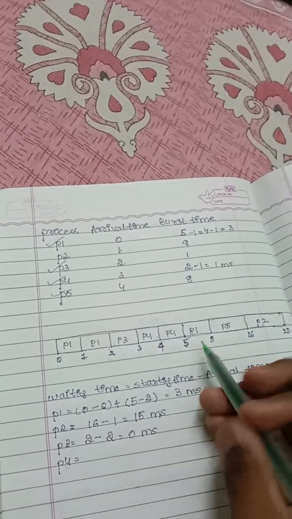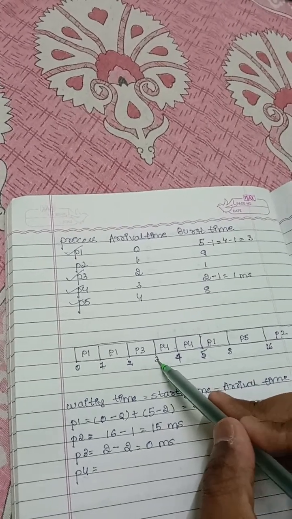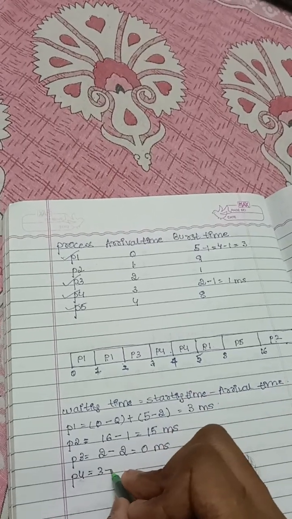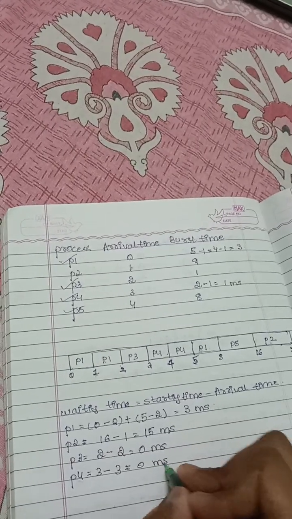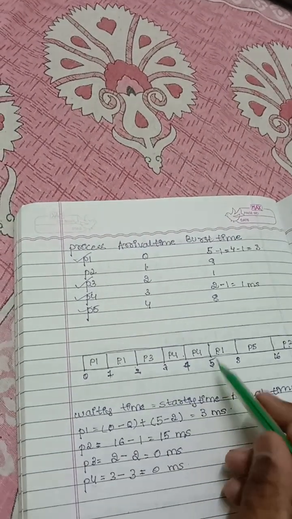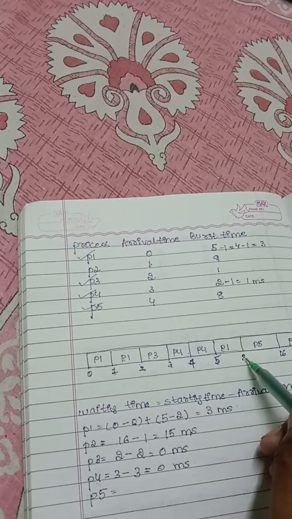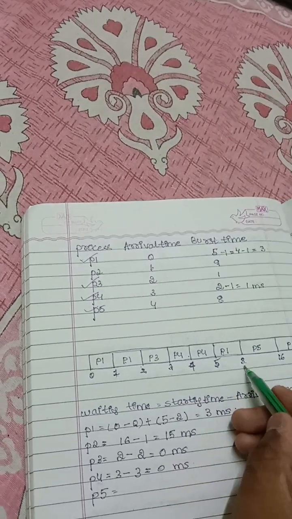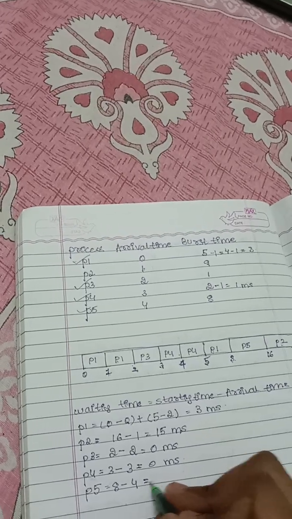For the process P4, it doesn't perform any context switching. The starting time of P4 is 3 millisecond and the arrival time is also 3 millisecond. Now it will be 0 millisecond. Similarly, the process P5 also didn't perform any context switching. For P5 the starting time is 8 millisecond and the arrival time is 4 millisecond. The total is 4 millisecond.